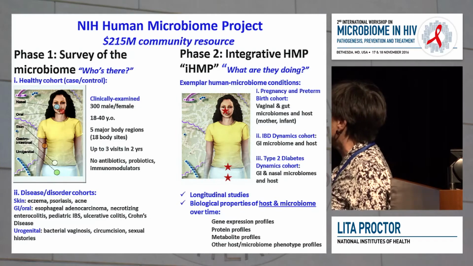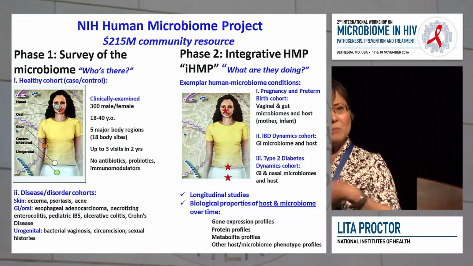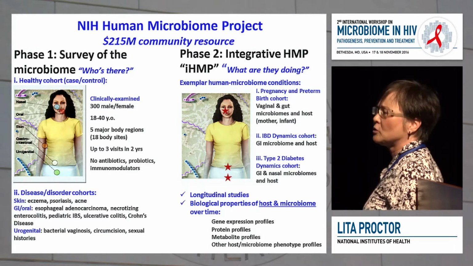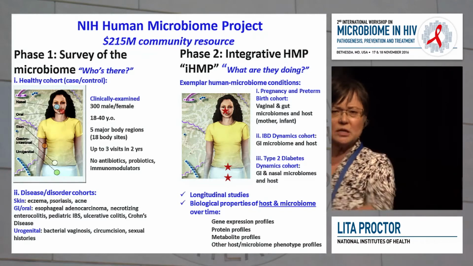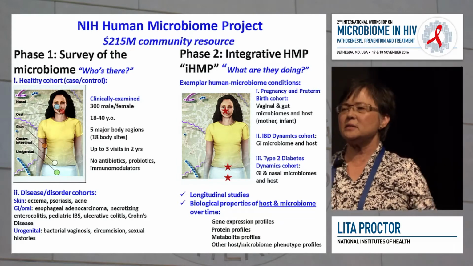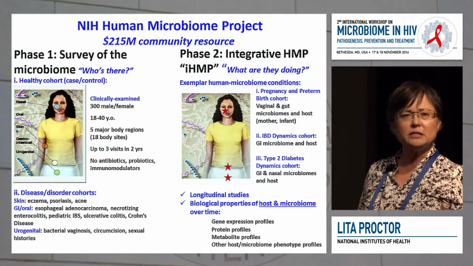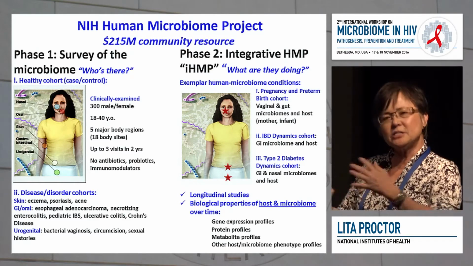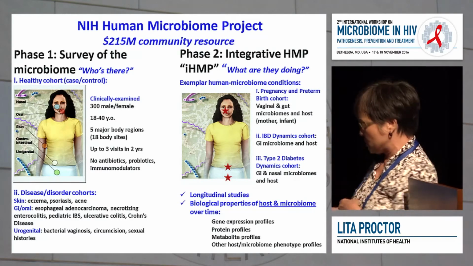All of these are longitudinal studies. All of them measure the biological properties of both the host and the microbiome over time. So gene expression, protein profiles, metabolite profiles, and lots of other host and microbiome phenotype profiles. So three exemplar cohort studies, even if you don't care about preterm birth, even if you don't care about type 2 diabetes, even if you don't care about IBD, you're going to want to study these data because these are an amazingly rich data set that will let you ask questions in an in silico way, if you will, without actually setting up a cohort study for yourself. That's why this is a very valuable resource.